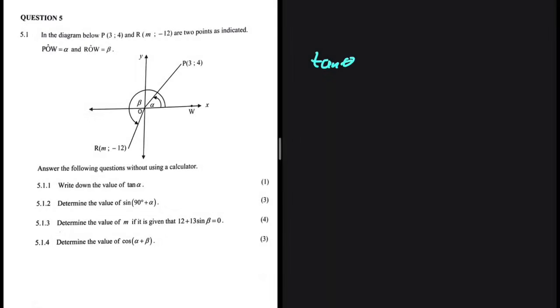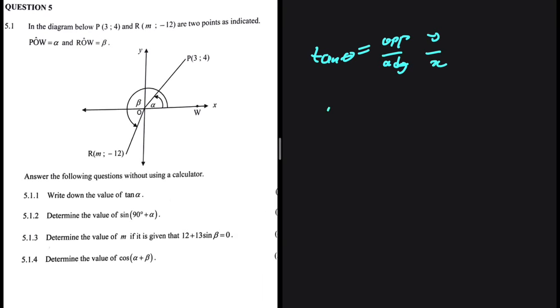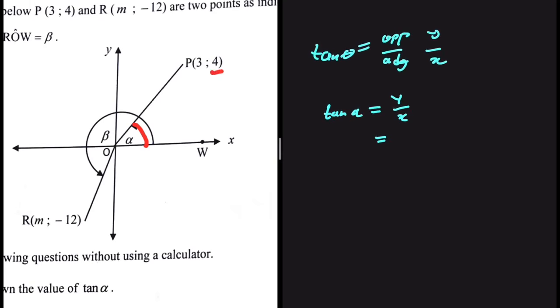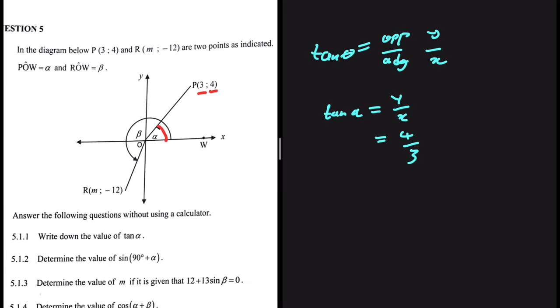Tan of theta is equal to the opposite divided by the adjacent, where most of the time the opposite is y and the adjacent is x. So in our case here, we're going to have tan of alpha being equal to y divided by x. What is the value of y? Let's look at tan of alpha. We can see that the y value is 4 and the x value is 3. So we're going to have 4 divided by 3 as tan of alpha. Let's move to the question that follows.